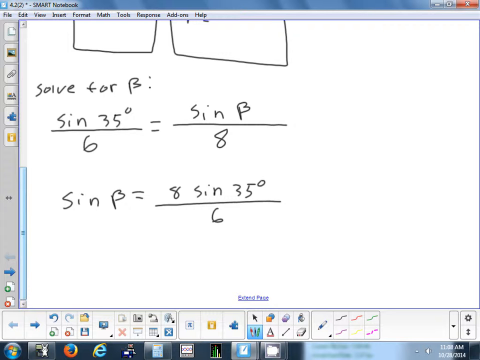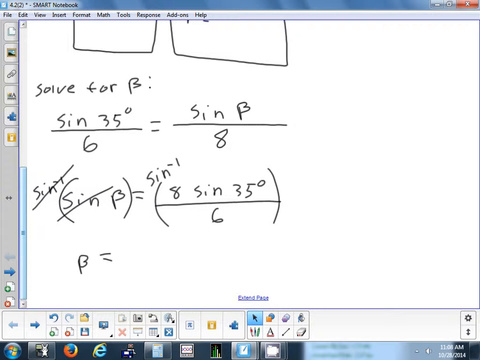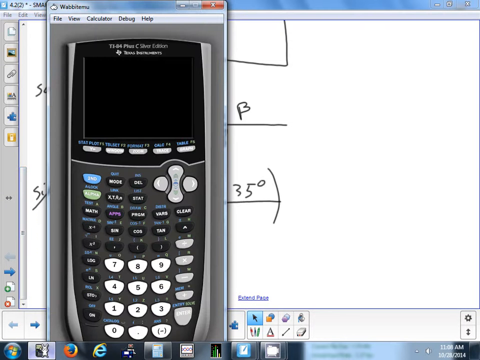Max, how do I get rid of sine? The inverse sine. Yep, I'm going to take the inverse sine of everything on the left and take the inverse sine of everything on the right. On the left, inverse sine and regular sine cancel, and we get beta equals, and now we have to type that in. Once we type this in, we're going to know right away whether there's at least one solution or no solution. Let's type it in.